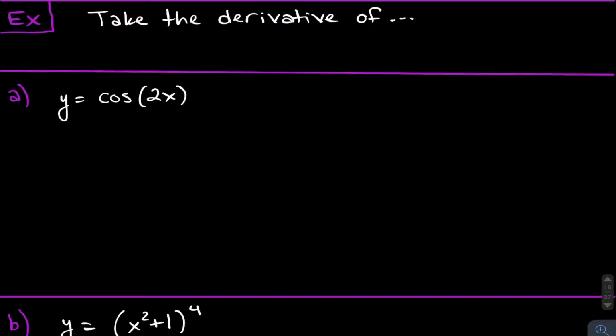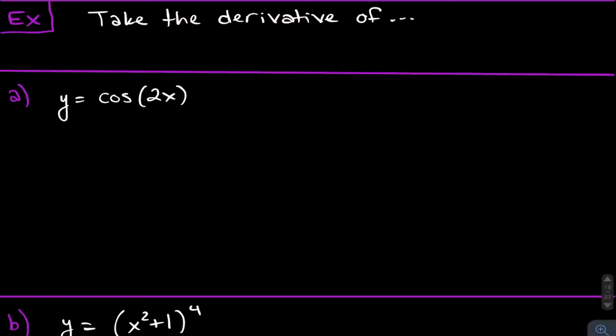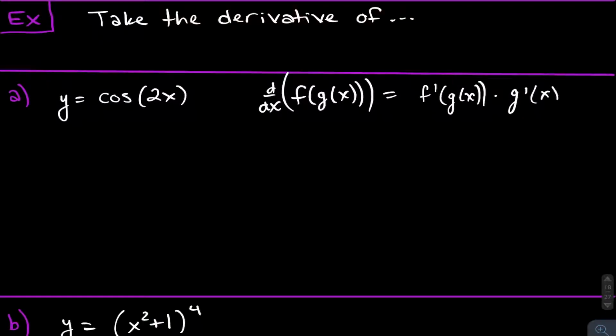Let's do some examples of that. Let's just jump in, starting right off with that cosine of 2x. Remember what the chain rule says: the derivative of f of g of x equals f prime of g of x times g prime of x. The first thing we have to figure out is what f prime of g of x is, and I already said it earlier. The derivative of cosine is negative sine, and we keep that g of x in there.